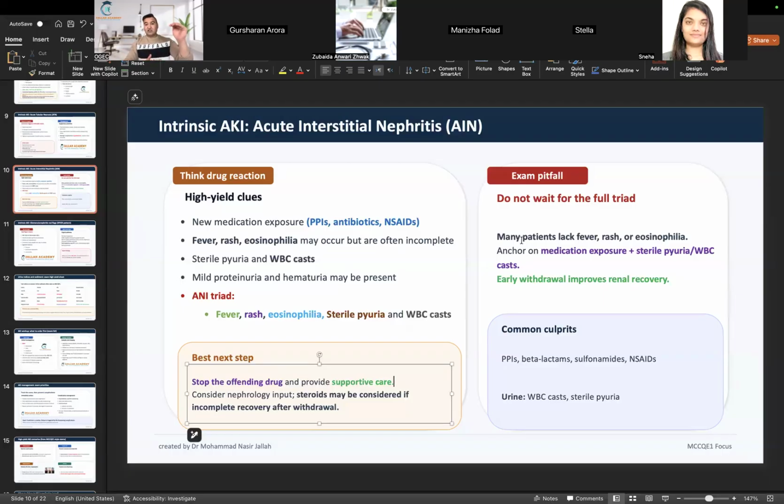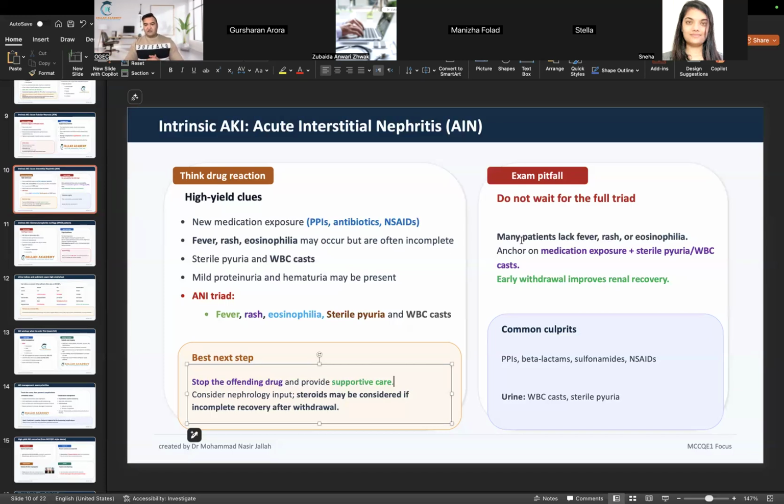Recently starting new medication, PPI, antibiotic, and non-steroid, WBC cast. Think about acute interstitial nephritis. What do you do? Stop the medication. Start supportive treatment based on whatever is needed. And if it doesn't help, start steroid. So many patients lack fever, so they might not have it.